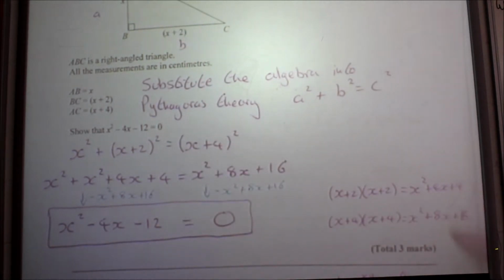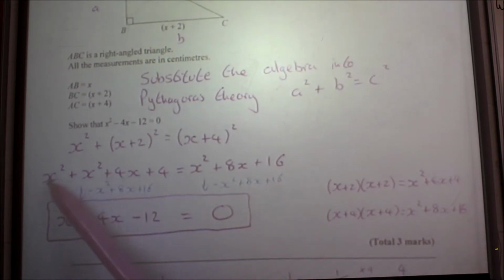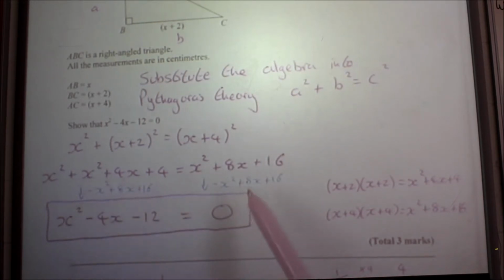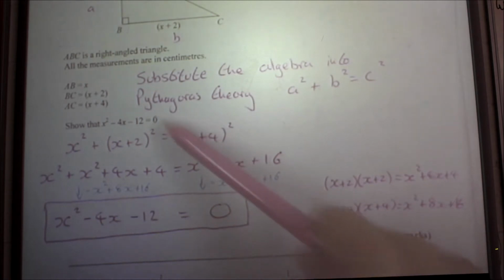So I've multiplied those out here using my smiley face method. So you're left with x squared, add that, equals that. What I've done, I want to get this to be 0. So I've taken x squared off both sides, it knocks out one of them. I've taken 8x off both sides to get rid of that, so it takes that down to minus 4x. And I've taken 16 off both sides, so that takes that down to minus 12. So that obviously equals 0, and that's what you're asked to show that it equals 0.